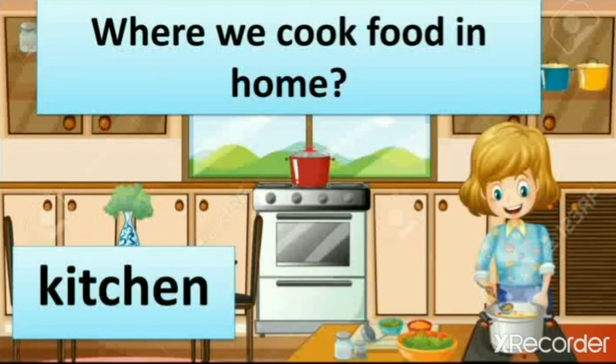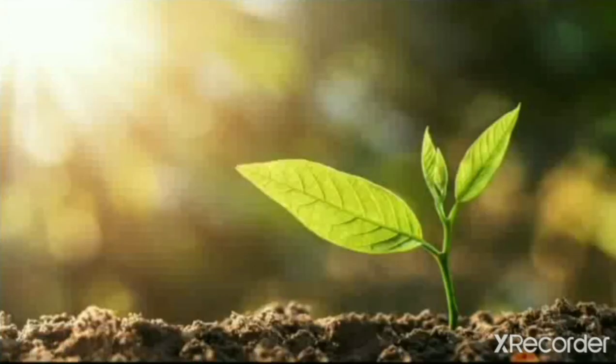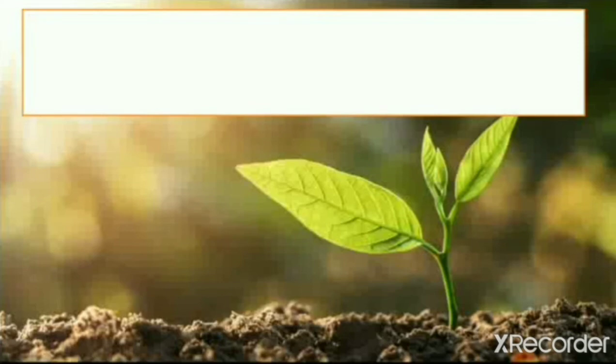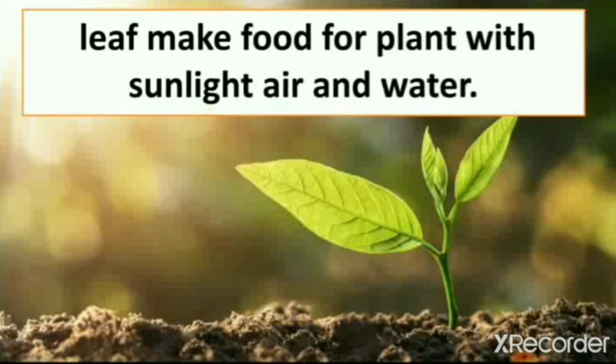You can see here in the picture, one lady is cooking food. Like that, the leaf is cooking food on its surface. That's why the leaf is known as the kitchen of the plant. You can see here the sunlight on the leaf, and it gets water from the stem and air from the atmosphere and is making food for the plant.